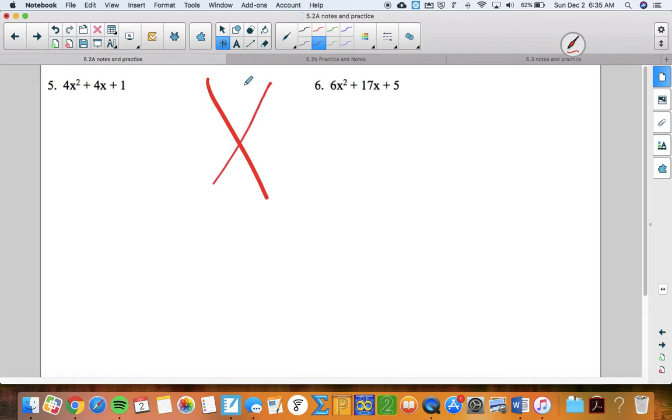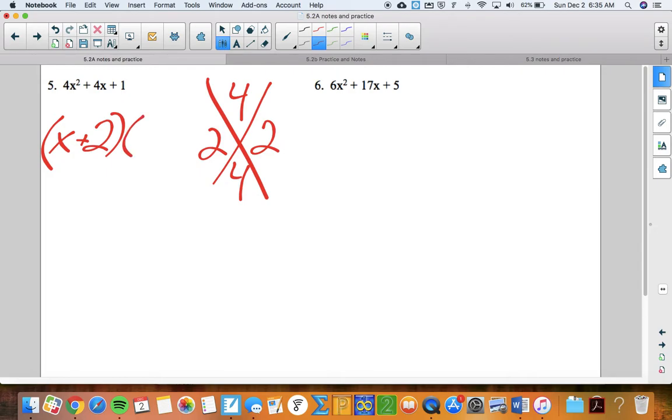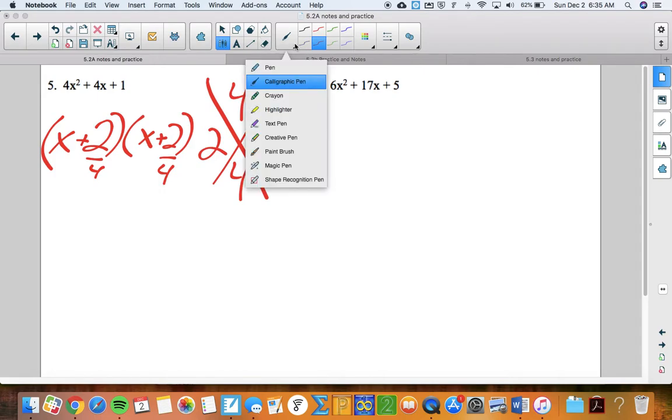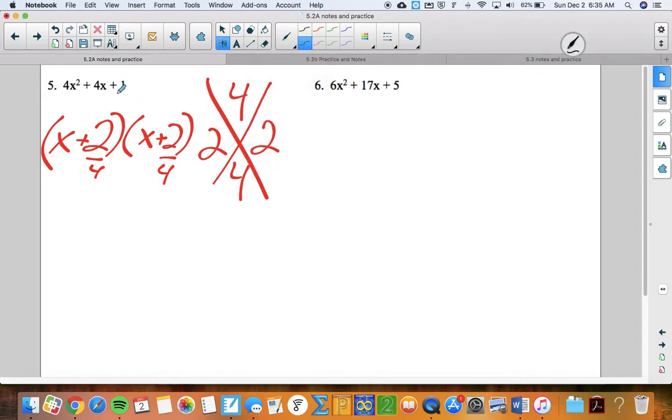Numbers that multiply to 4 and add to 4. That's going to be 2 and 2. So we get x plus 2 times x plus 2. Then divide by your a value. So that's 2/4 and 2/4, which each simplify to 1/2 and 1/2.